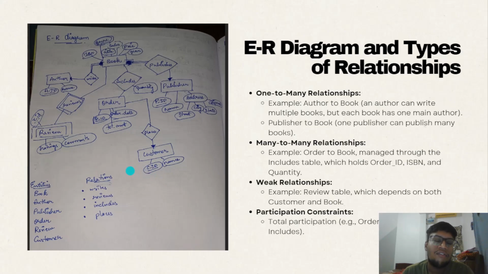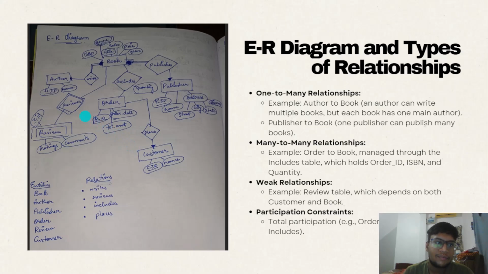There are four relationships per se here: the writes, the publishes, the reviews, and then the places. The places is the relationship between the order table and then the customer table, since the customer places the order, so that's why it's named so.